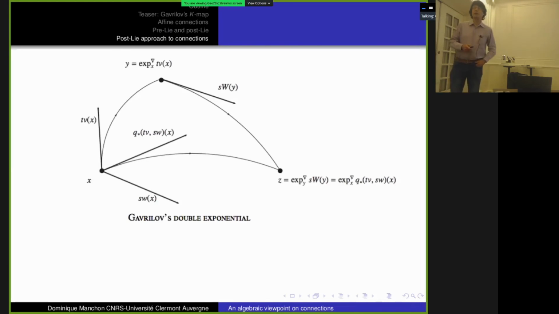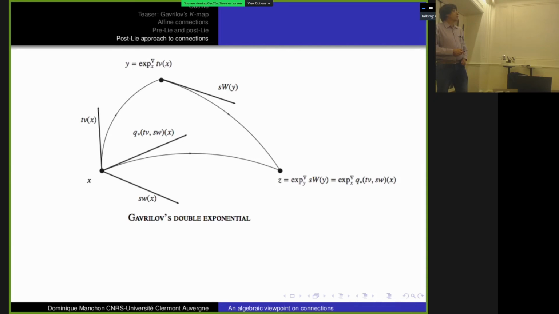Okay, so another diagram I have to spend some time on. I want to explain what is Gavrilov's double exponential. So this is my manifold M together with its connection. When you have connections, you have geodesics. So you start from a first point X here. Now on X, I give myself two directions, V of X and W of X, and I multiply them by two formal indeterminates T and S. Now, I want to follow the direction given by TV along the geodesic during some unit of time. And I end up in the second point, which is Y.